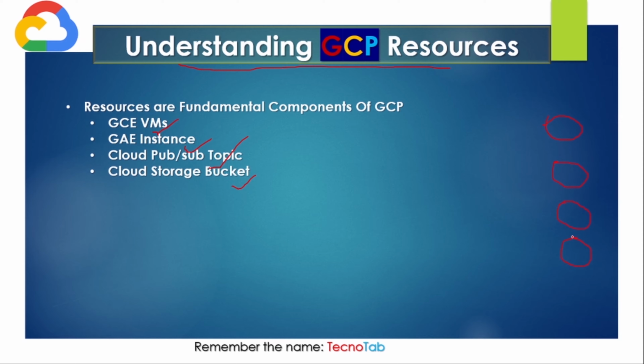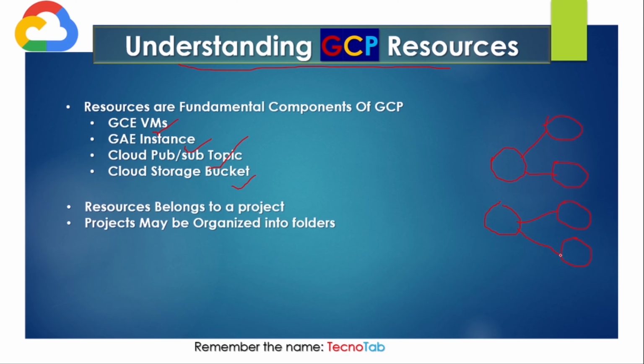Now the next thing is these resources belong to a project. That means that whatever resource you create will belong to a project, right? You can say that this resource belongs to this project and the other resource belongs to another project, right? Now the projects may be organized into folders. That means that a folder will contain projects. There can be multiple folders, there can be a single folder, and you can think of a folder as an environment. Maybe this is a dev environment and this is the prod environment. Inside that there will be projects and there will be resources inside that project, right?